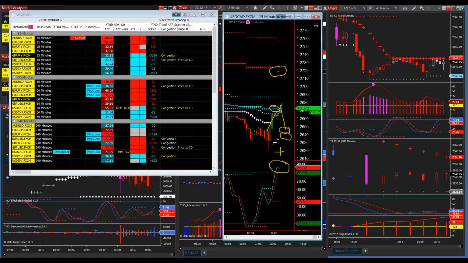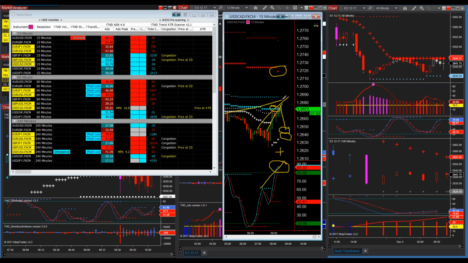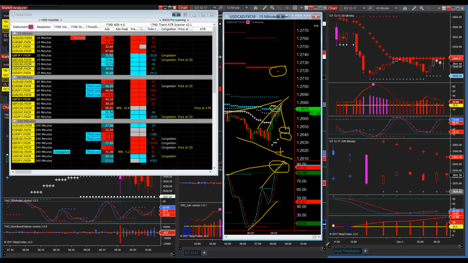Stochastic divergence on the 15 Canadian. You don't have stochastics divergence right now. I mean, you're making higher highs in the stochastics, you're making higher highs from over here. It's not divergence. You did have divergence on the lows, if that's what you're talking about.